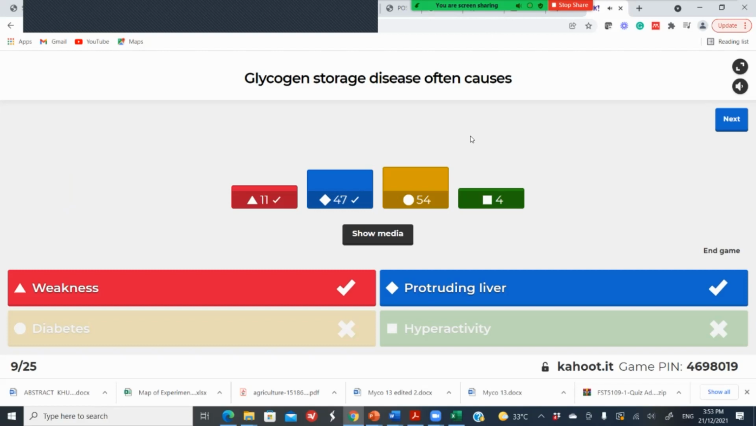Okay, so glycogen storage disease will cause weakness. There are two answers in this question. First, there is not enough glucose in the blood. Second, a protruding liver, because a lot of glycogen actually accumulates in the liver, so it will protrude from the chest. Nama jawab diabetes.